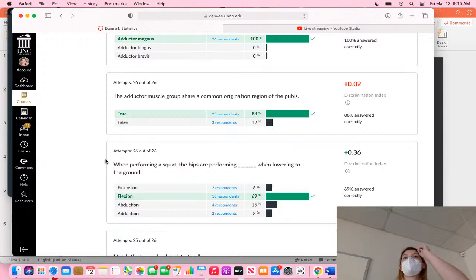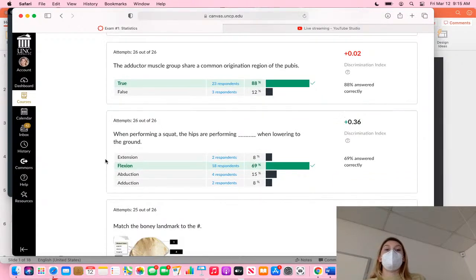So when performing a squat, the hips are performing what when lowering to the ground? Obviously when we perform a squat and we get down, our hips are going to be bent, therefore we're in flexion. Abduction and adduction kind of depends on the girth of your squat, but honestly flexion is the most correct answer. This picture is kind of blurry, but most people got it right.